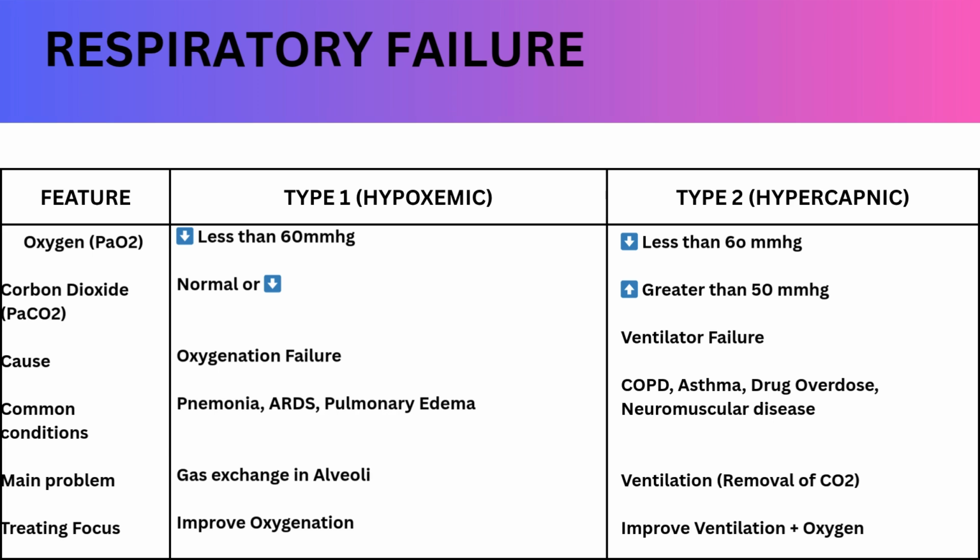Oxygenation failure, ventilation failure. Oxygenation problem, ventilation problem. We could see in type 1 pneumonia, acute respiratory distress syndrome, pulmonary edema. Type 2: COPD, asthma, drug overdose, neuromuscular disease. Type 1, improve oxygen; type 2, improve ventilation.